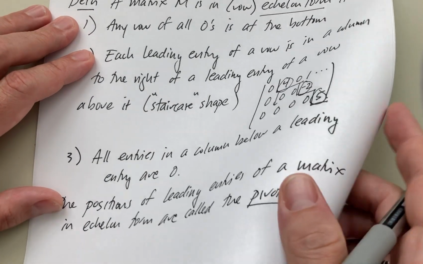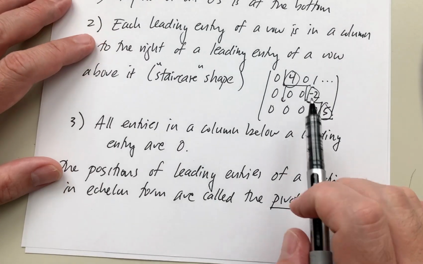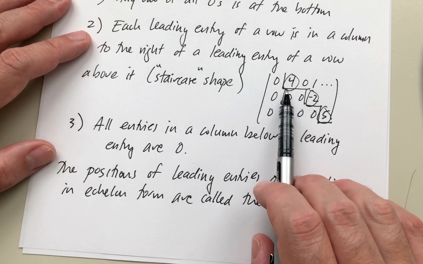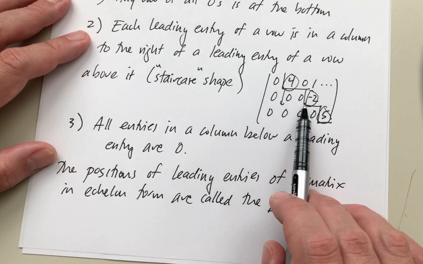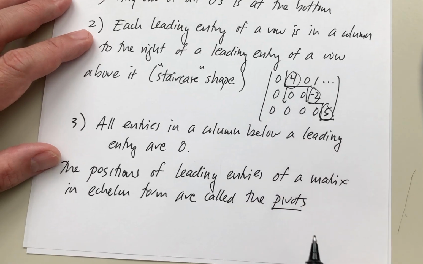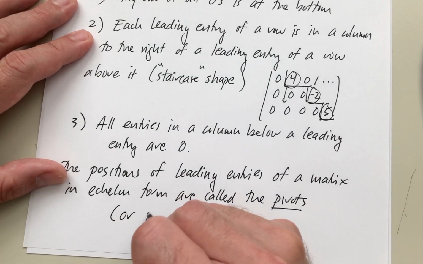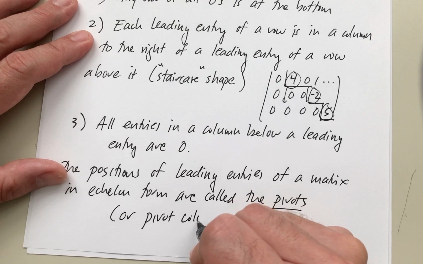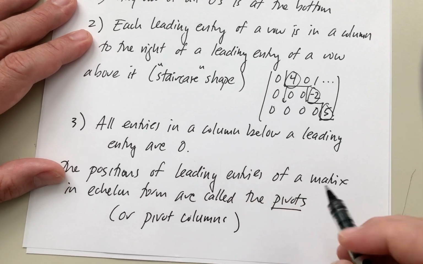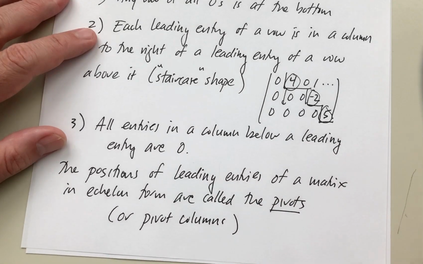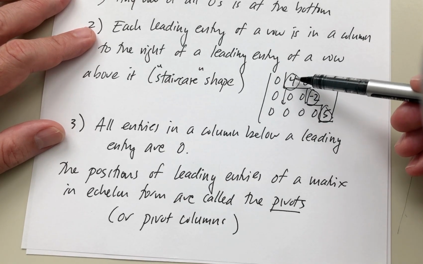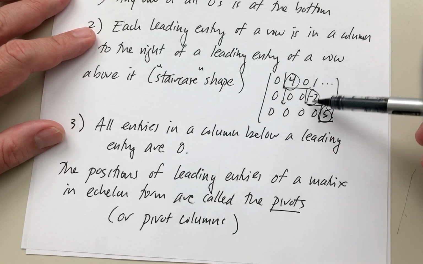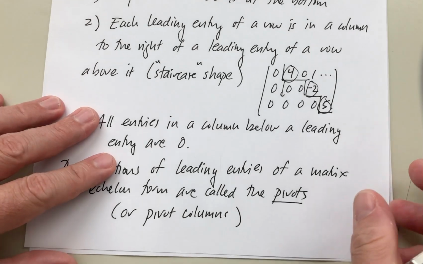I say position because the fact that it's 4 is actually not so important to me, but I want to know that it's in the first row, second column, right? And this is in, say, the second row, fourth column. And I'll also talk about pivot columns. So if you only want to know which column it's in, that's also going to be important. So for instance, this did not have a pivot in the first column or the third. There was a pivot in the second and I guess fourth, fifth. Okay.